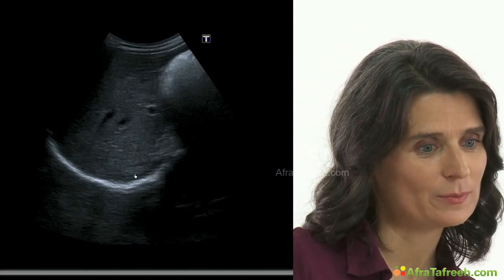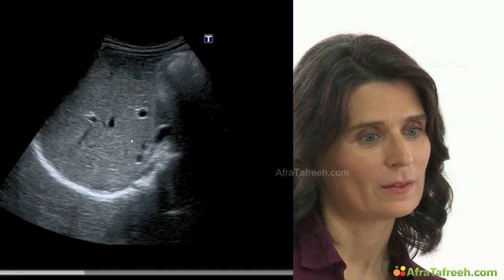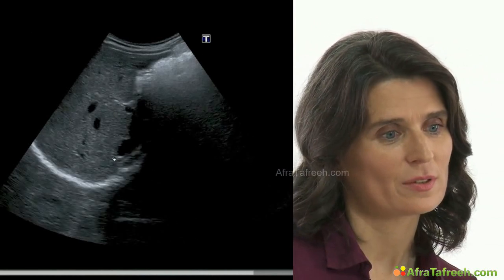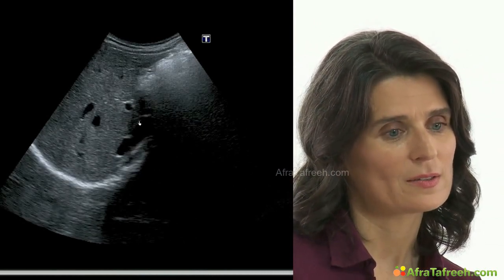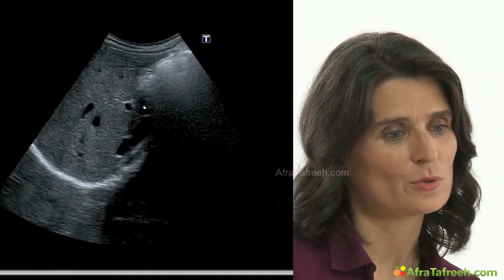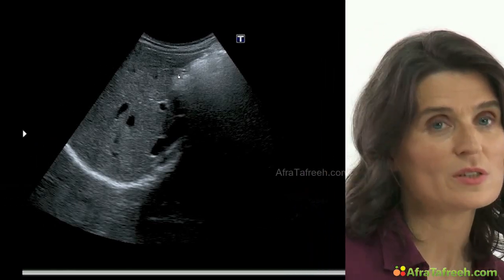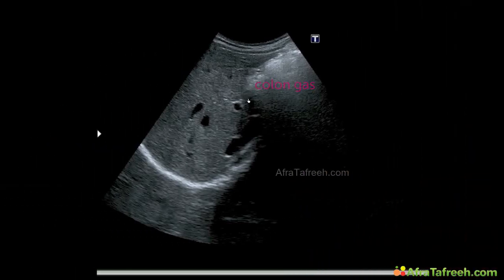The next example shows us the right liver lobe and some structure over here that causes acoustic shadowing again, which is, in this case, colon gas.